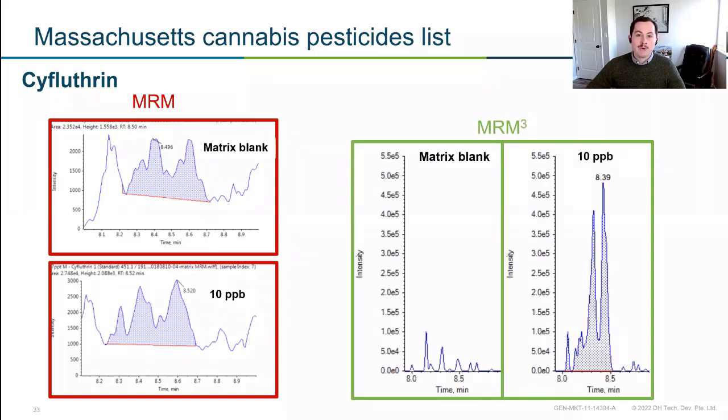So if we use a MRM cubed experiment, all of a sudden we start to see, oh, in our matrix blank, we don't see that interference. So that's telling us, hey, by being even more selective, whatever compound had this interference or looks like cyclothrin, the structure was a little different. The fragment was a little different. So we didn't have the exact same fragment. So when we fragmented that fragment, we ended up with a different result. And that's why we have this clean matrix blank. But in our spike sample, we all of a sudden see this nice peak. And that's what we're really looking for. And that's where MRM cubed can be really valuable.